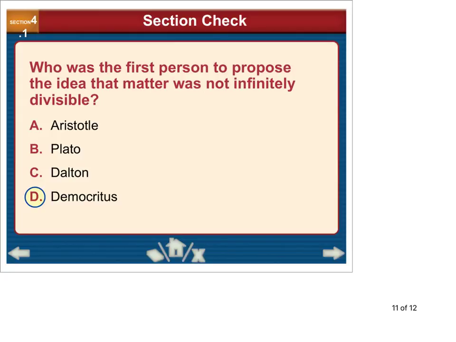So, a brief overview of section 4.1. Read the section, add notes in, anything you feel is necessary. Add a couple of quick questions you ought to be able to answer. Who was the first person to propose that matter was not infinitely divisible? And that was Democritus. Dalton was the first to come up with evidence.